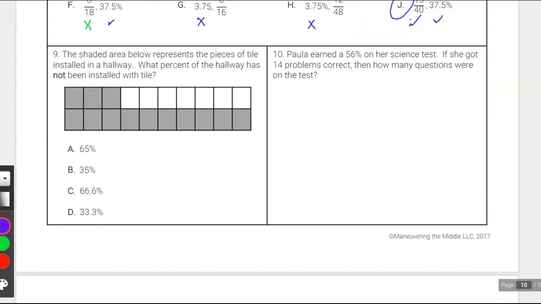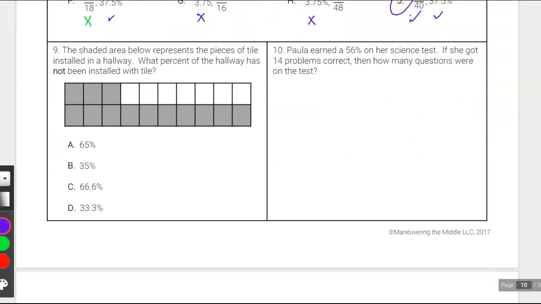Number 9. The shaded area represents the pieces of tile installed in a hallway. What percent of the hallway has not been installed with tile? Okay, so we've got to figure out how many boxes we have. 1, 2, 3, 4, 5, 6, 7, 8, 9, 10. I have 20 boxes and 13 shaded.